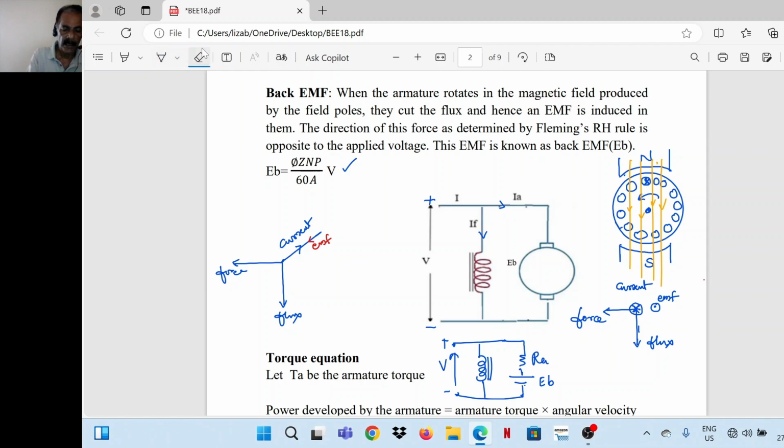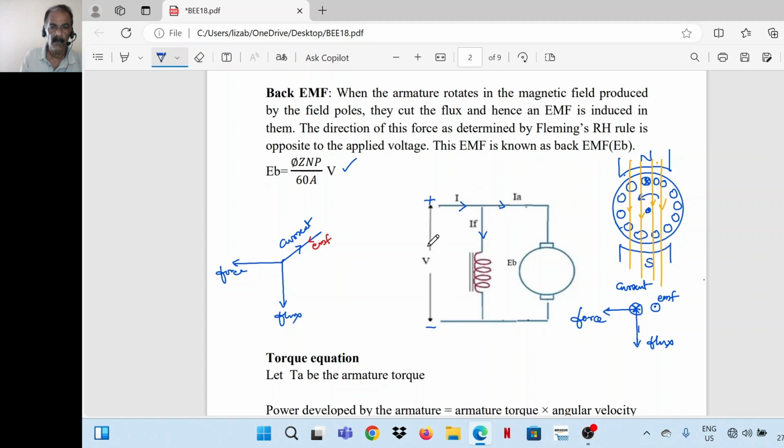So since the voltage induced in the armature conductors when it is rotating is in a direction opposite to the applied voltage or opposite to the direction of current, it is called back EMF. Its magnitude is phi ZNP divided by 60A.